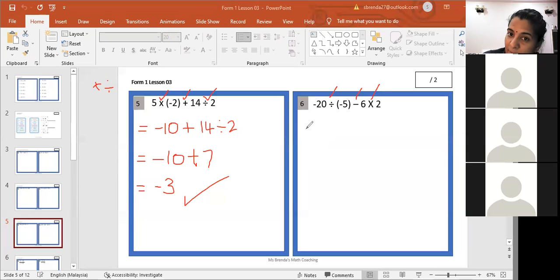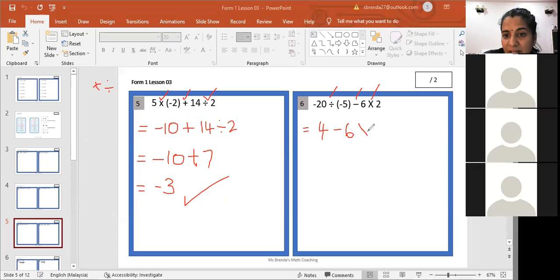So what do we do first, guys? Divide. Do we do division or multiplication? Yes, thank you very much. So negative divide by negative. What are we going to get now? Positive 4. Positive. Okay. 20 divided by 5, 4. So it's positive 4. You just write 4.